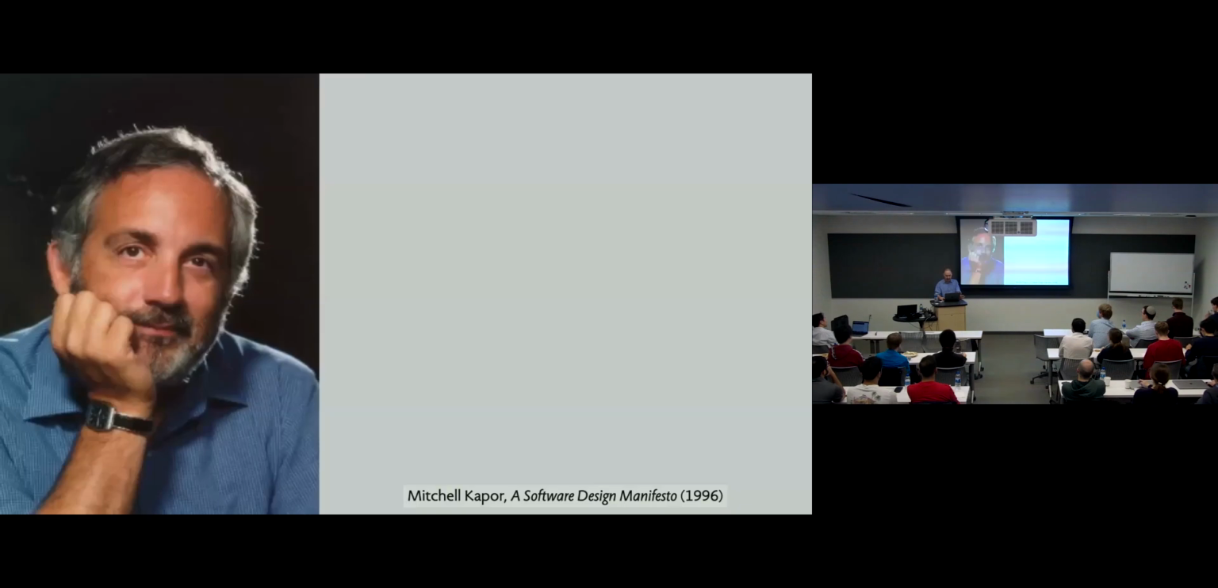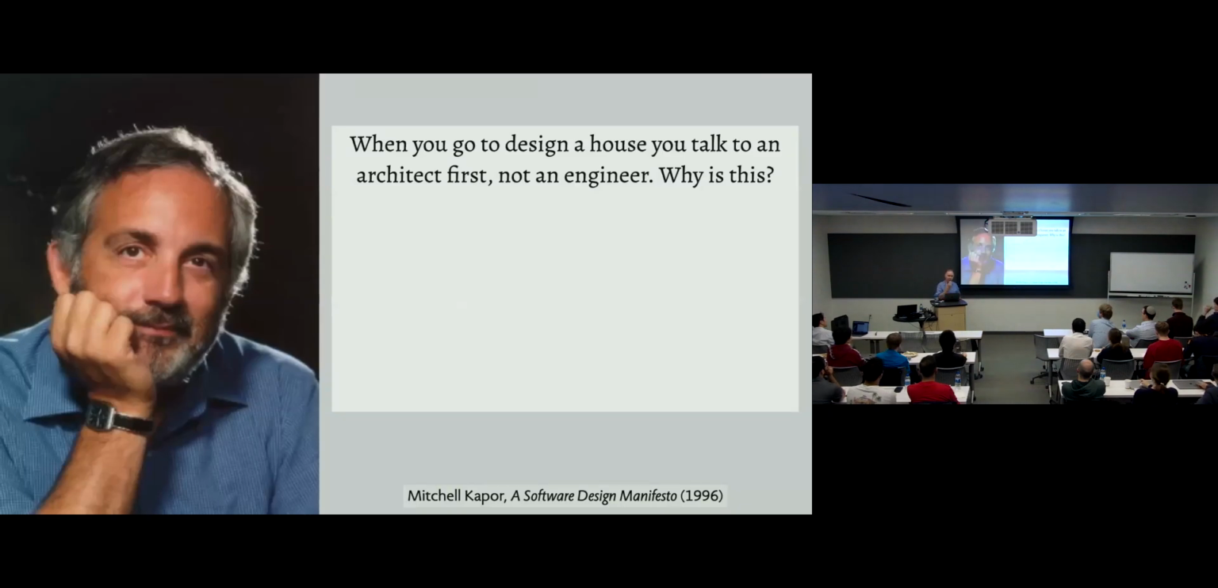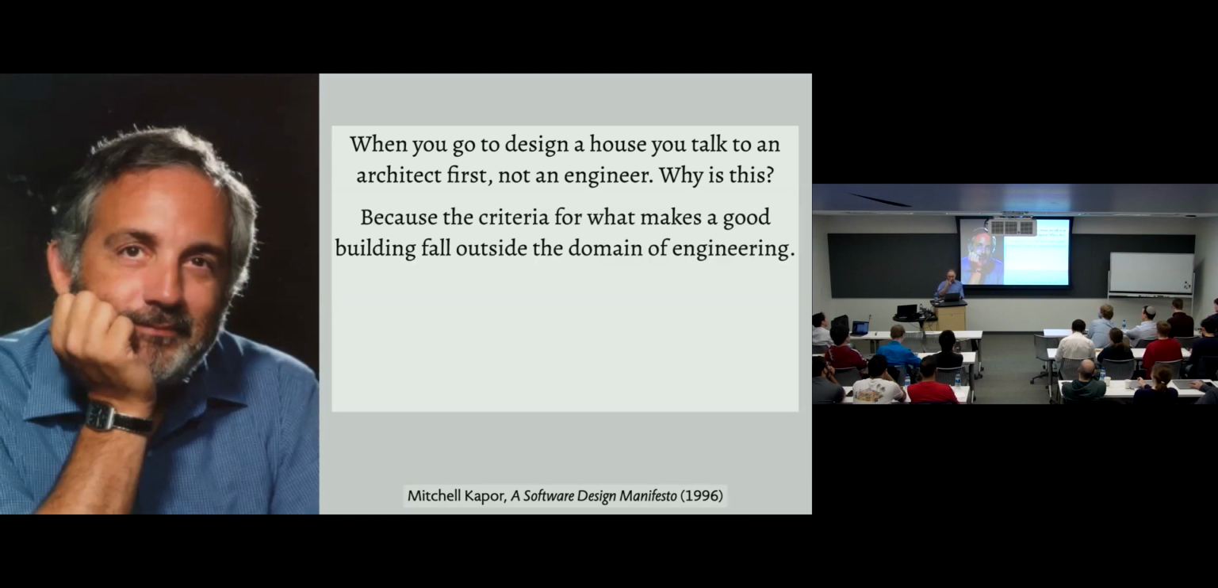And for me, this goes back to a wonderful piece that Mitch Kapoor wrote. It actually originated as a kind of sermon that he gave to a group at a forum of tech CEOs that Esther Dyson hosted in the 1990s. And he posed this question, and this is sort of the question that makes my engineering colleagues very upset. He says, when you go to design a house, you talk to an architect and not an engineer. Why is that? And the answer is because the criteria for what makes a good building fall outside the domain of engineering.